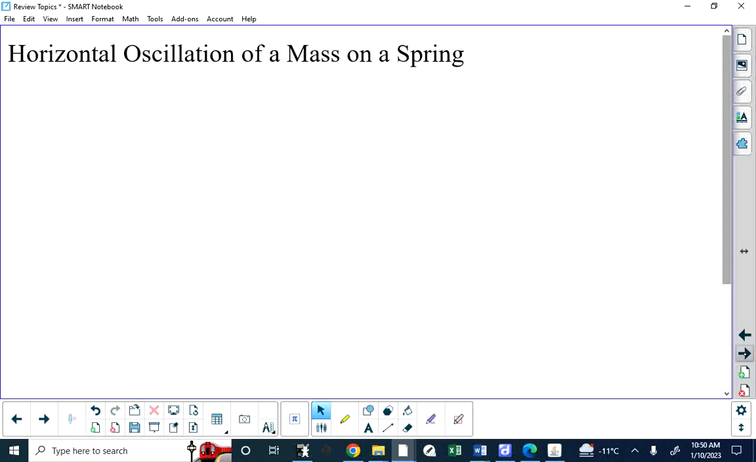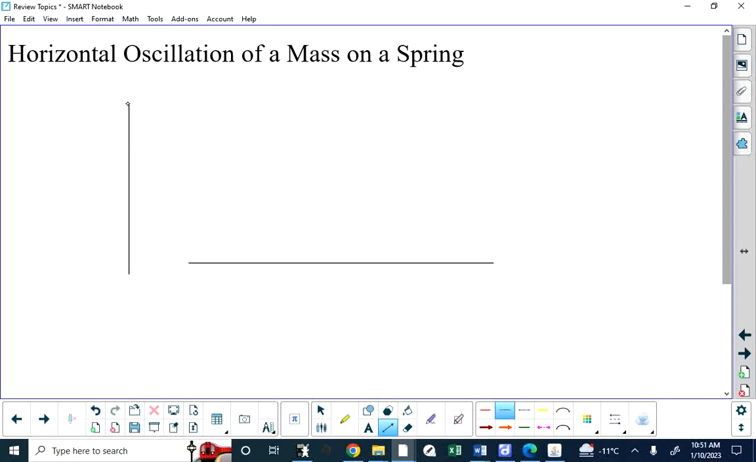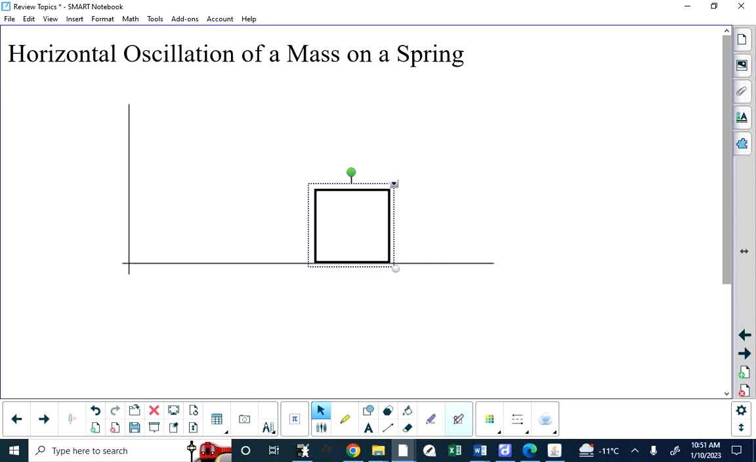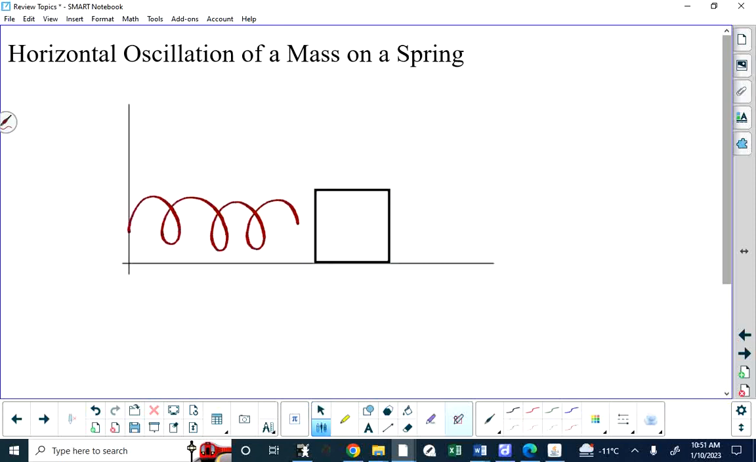We then talked at one point in this unit about the horizontal oscillation of a mass on a spring. And this is perhaps one of the more complicated things that we studied. We're talking here about a horizontal mass. We typically draw it as a box that's oscillating back and forth because it's attached to a spring. And this box is maybe pushed towards the wall and released.